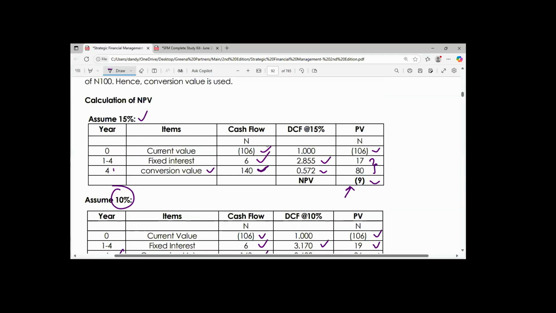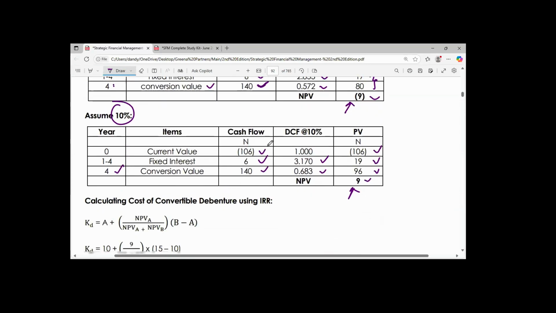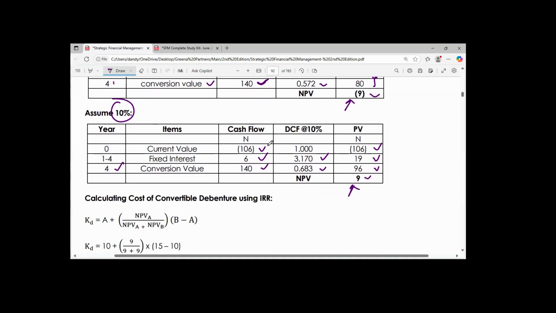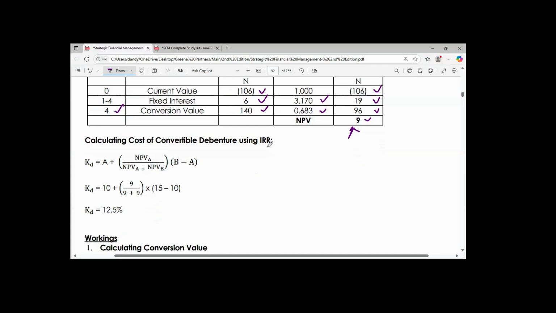We assumed 15% initially and got a negative NPV of 9. Then we reduced to 10% and got a positive 9 naira NPV. So we need to put everything in the formula of internal rate of return to get the cost of the convertible debenture.